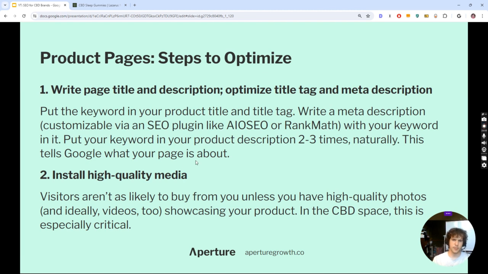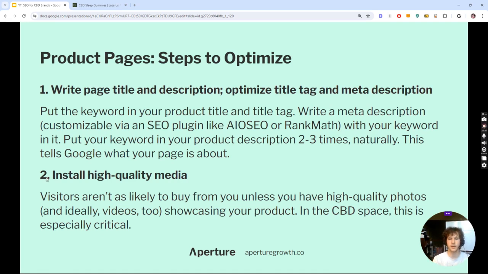So with the keyword in mind, here are the steps to optimize a product page. As with category pages, you want to have that keyword in the page title, title tag, and the meta description. So you want to have the keyword in your product title on the page and the title tag in the SERP. Write a meta description with your keyword in it. Include that keyword 2 to 3 times in the product description on the page naturally.